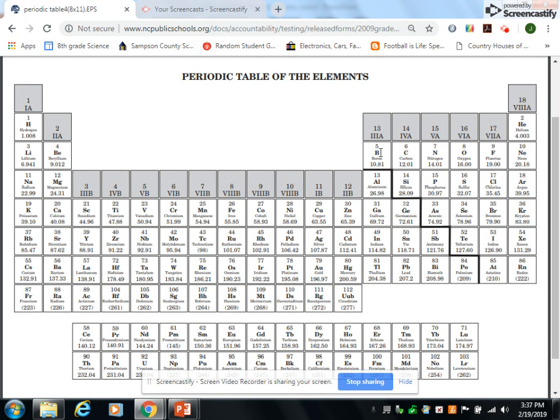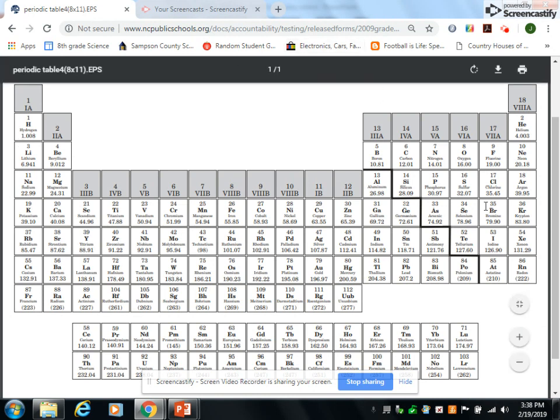This group 17 loves to hook up with group 1. Okay, they just bad boys and bad girls like each other. I don't know why. That's just the way nature is. Okay, that's how that is.